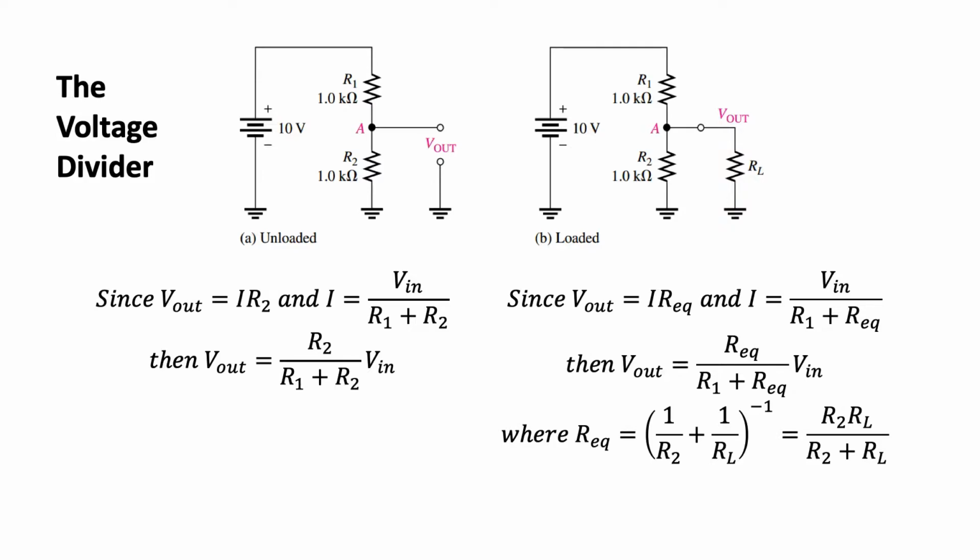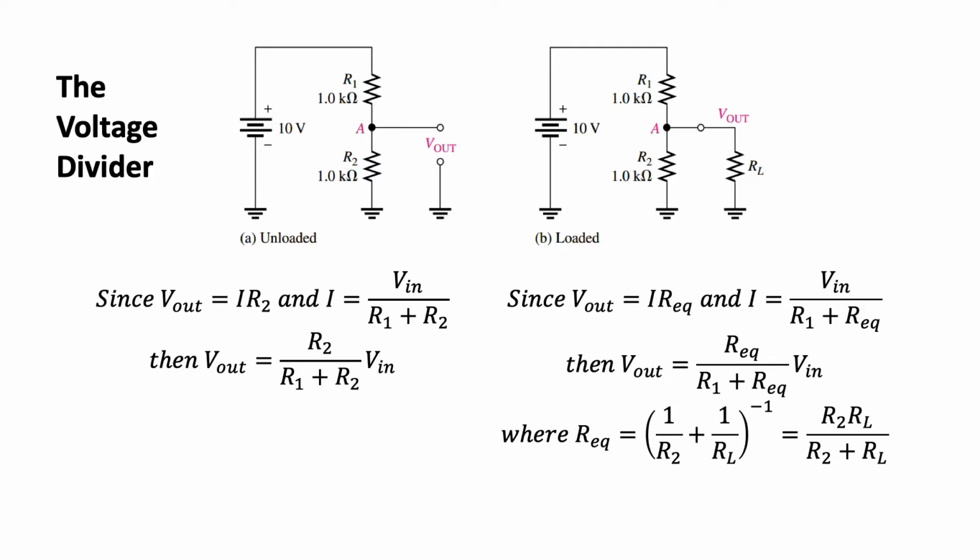We replace all R2 in the expression with the equivalent series resistance for the parallel resistance as shown. As you can see, if R2 is much greater than RL, then R equivalent is equal to R2, which is the ideal case. On the other hand, if RL is very much greater than R2, then R equivalent is approximately equal to RL. A value of RL that is 10 times R2 is already an acceptable value for the ideal case.